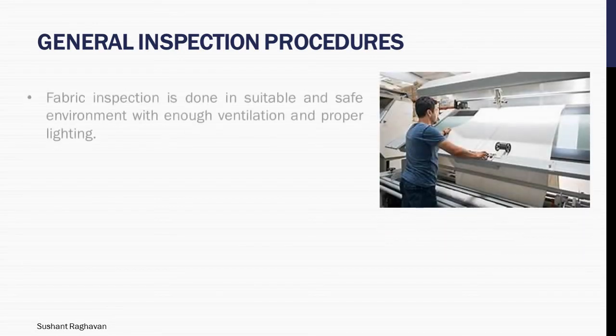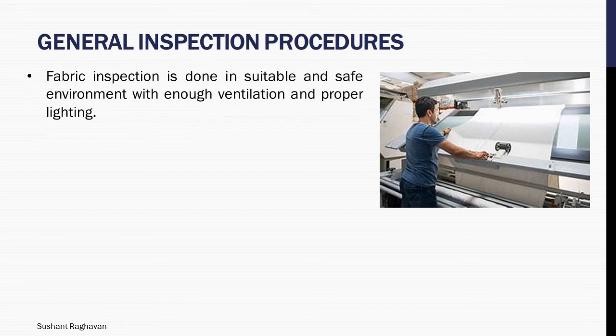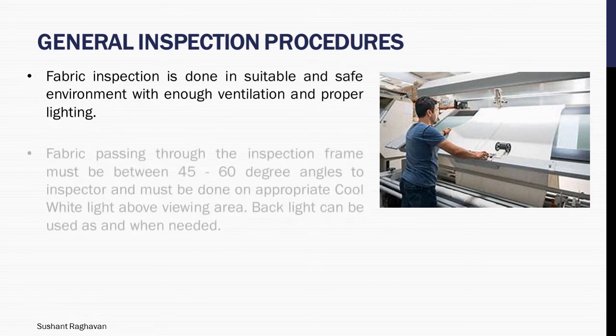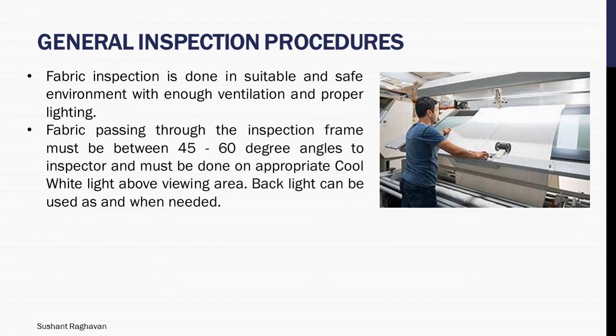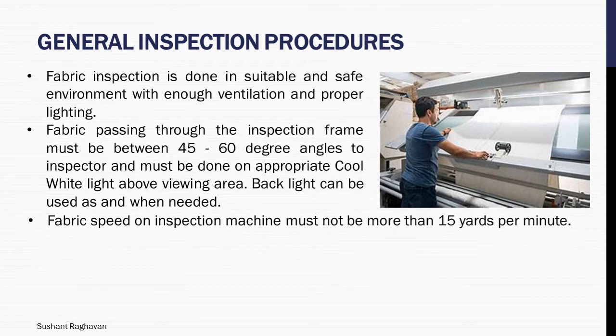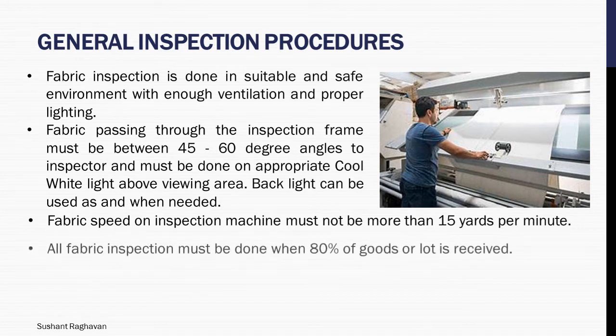General inspection procedures. Fabric inspection is done in a suitable and safe environment with enough ventilation and proper lighting. Fabric passing through the inspection frame must be at a 45 to 60 degree angle to the inspector and must be done under appropriate cool white light above the viewing area. Backlight can be used as and when needed. Fabric speed on the inspection machine must not be more than 15 yards per minute.